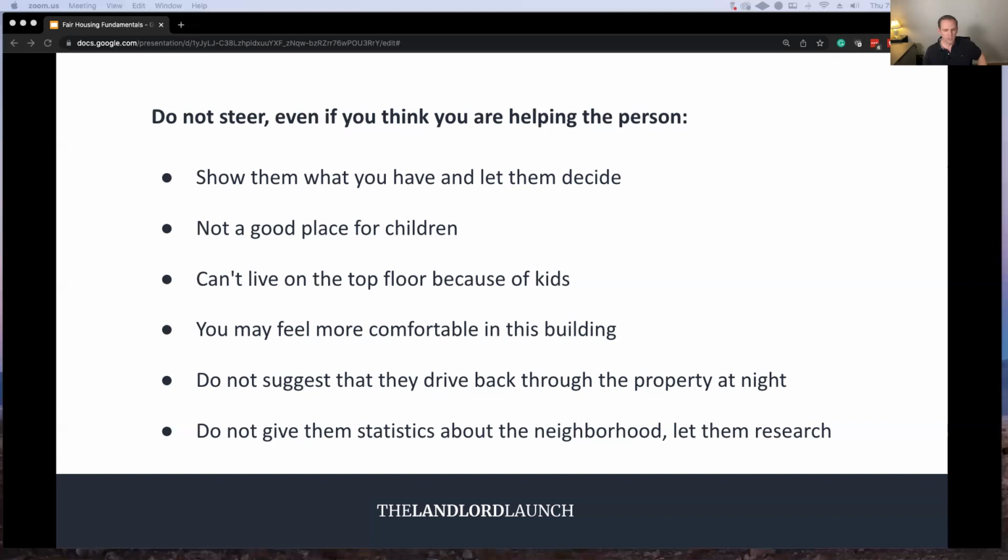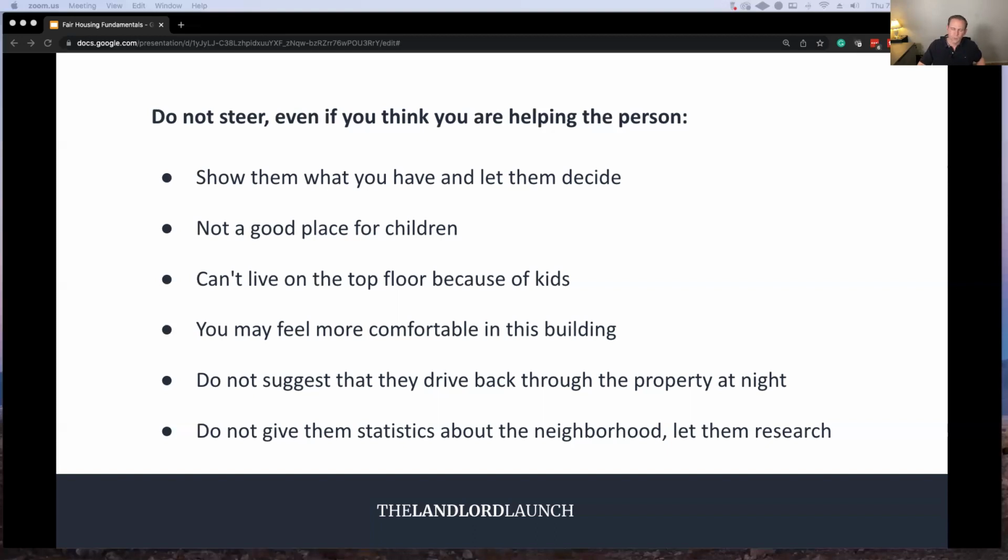It's a real situation. Don't give them statistics about the neighborhood. Let them do the research. If somebody says, hey, is this a high crime area? Say, hey, listen, the police department holds stats on all neighborhoods. I would recommend you go check there. I wouldn't want to give you the wrong information. Don't give them stats and say, oh no, this is a perfectly safe neighborhood. Of course, never guarantee security, because they move in and there's all kinds of crime.